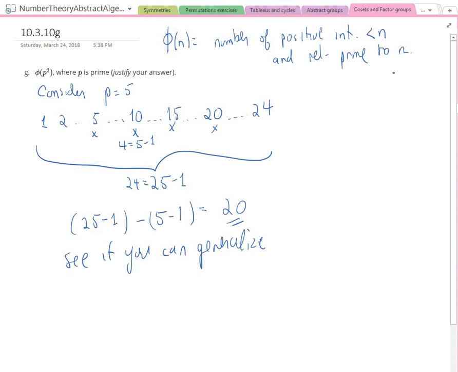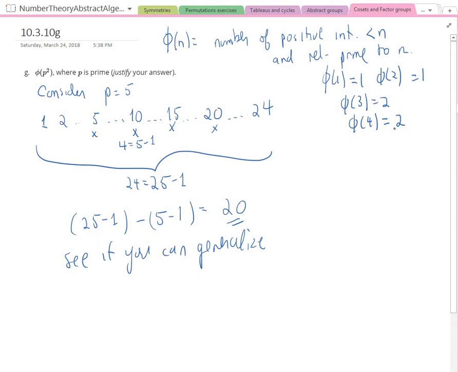So for instance, you have phi of 1. Phi of 1 is 1. Phi of 2 is 1 also, because 1 is the only number less than 2 that's relatively prime to 2. Phi of 3 is 2. Phi of 4, well, let's see. 1 and 3 are relatively prime to 4, so phi of 4 is 2, and so on.